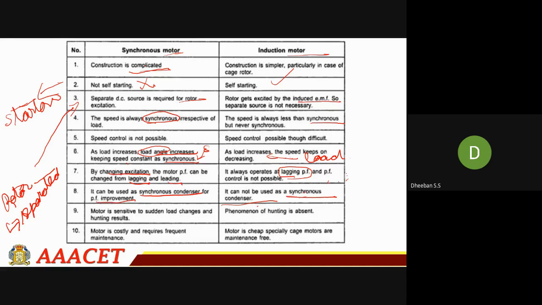The synchronous motor is sensitive to sudden load changes, and hunting results. Hunting I have also explained. The motor is costly as you need separate excitation and all.